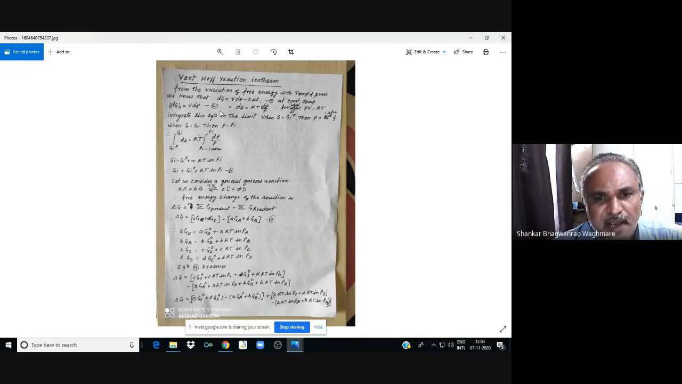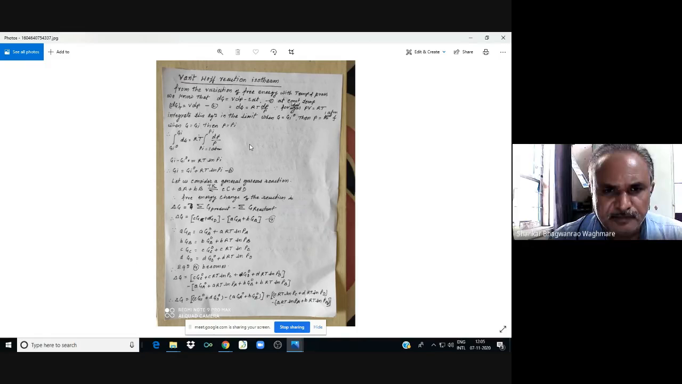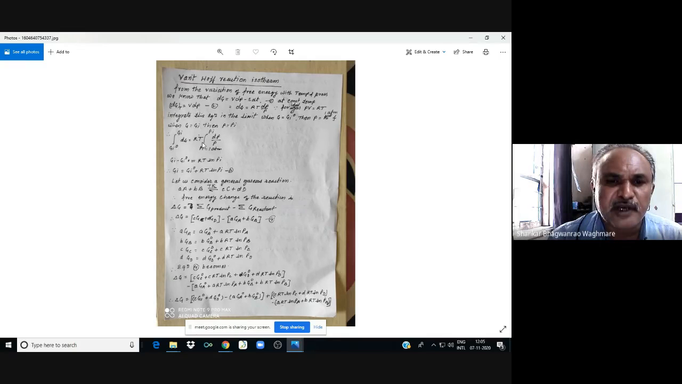If we rearrange this equation and apply it to an ideal gas, then instead of V, we know that an ideal gas follows PV is equal to RT, and therefore instead of V we can write RT by P. Equation 2 becomes dG is equal to RT dP by P. Now if we integrate this equation, the integral of dG is equal to RT times the integral of dP upon P, where R and T are both constant and therefore kept outside the integration.